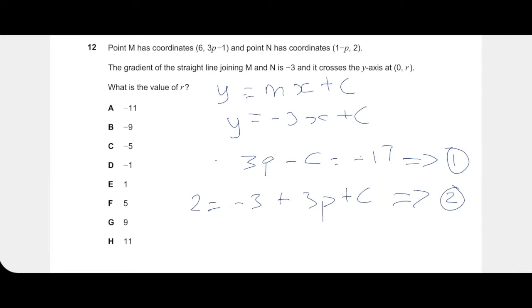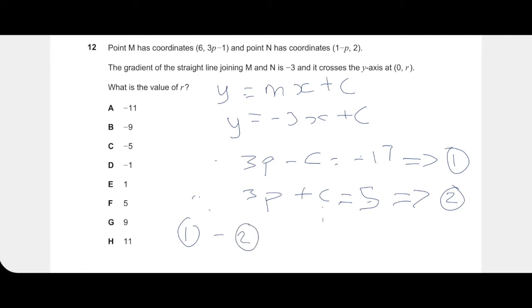And now I'm going to give the same treatment to statement number 2. That will go to 3p plus c is equal to 5. So now I'm going to solve this simultaneous equation. I'm going to solve for c through elimination, and what I'm going to do is deduct equation 1 by equation 2.